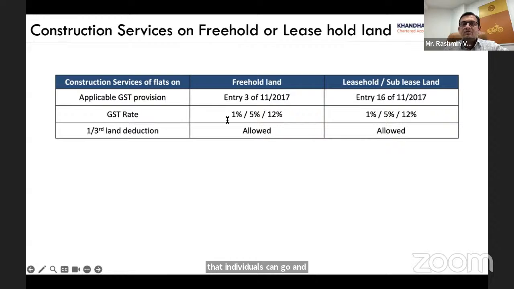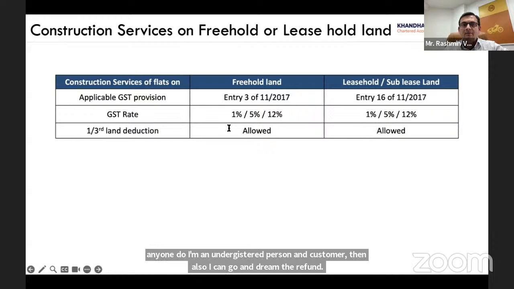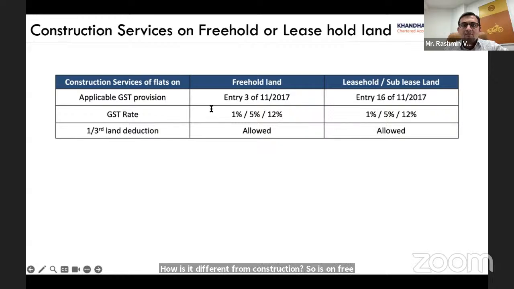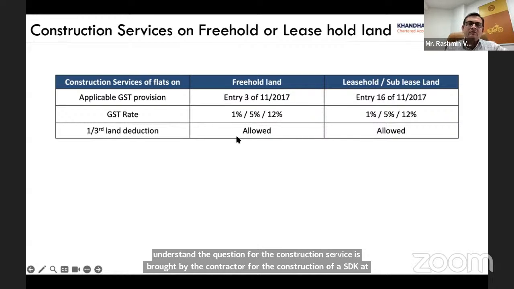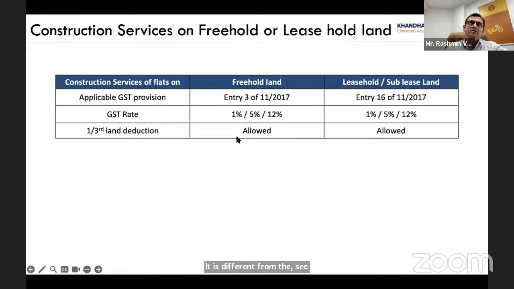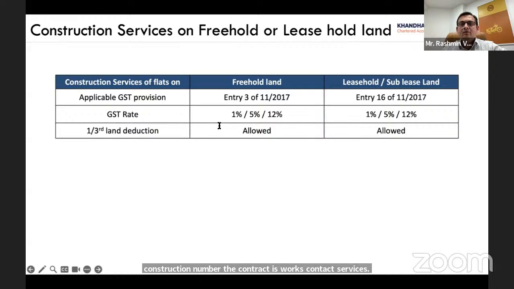How is it different from construction service on freehold land? Mani Kumar, I am not able to understand the question. For the construction services provided by the contractor for the construction of a vessel, GST rate is 18%. Works contract service and construction services are different, because a construction service is provided along with the undivided share of land, freehold land or maybe leasehold land, and the construction done by the contractor is works contract services. So the rate is different. How is construction service valued for freehold land? Construction service, that is what we have discussed, 1%, 5%, or 12%.